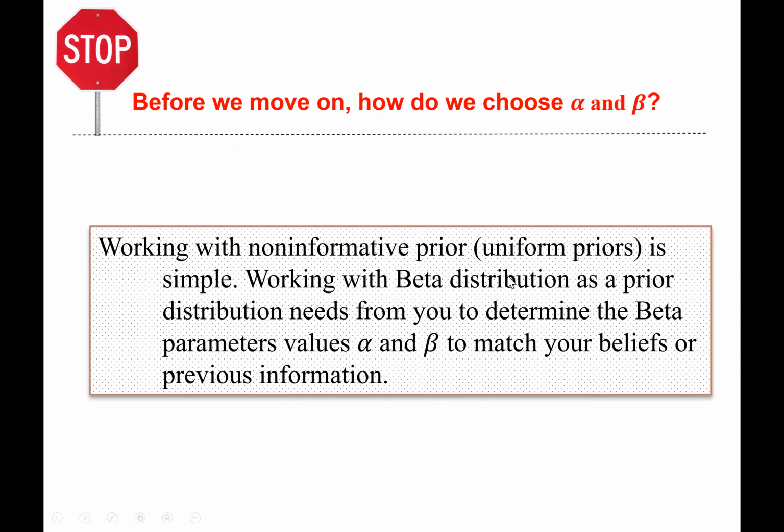So before we move on, how do we choose alpha and beta for the prior distribution? Because we use the conjugate prior, and the conjugate prior is a function of alpha and beta. How do I choose alpha and beta? I can choose alpha and beta based on my beliefs about the parameter as a researcher, or I can use alpha and beta that match some previous study. So we need to learn how to do this. I will show you some methods that can be used to select alpha and beta. So let's go over some methods.